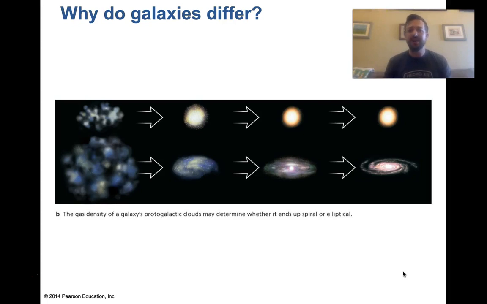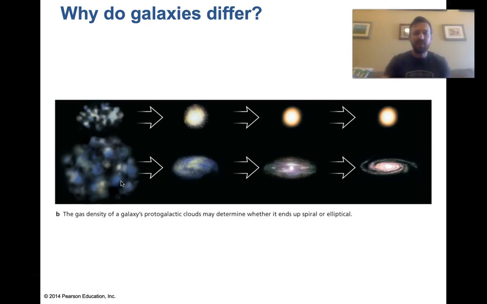There are different ways to make elliptical galaxies. Okay, we're pretty sure on the spiral galaxies they're loosely formed protogalactic clouds. Over time, the gases come together by angular momentum that's spinning. They kind of flatten out to make a disk, and then in that disk, stars begin to form.